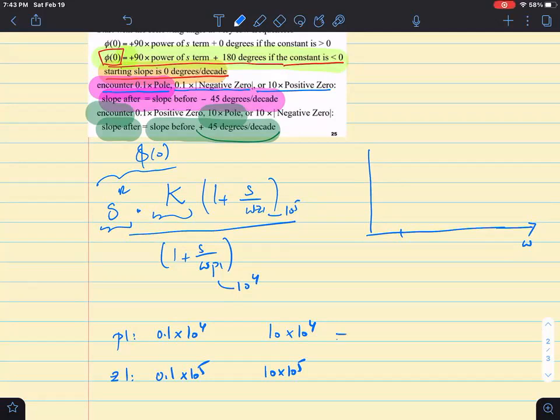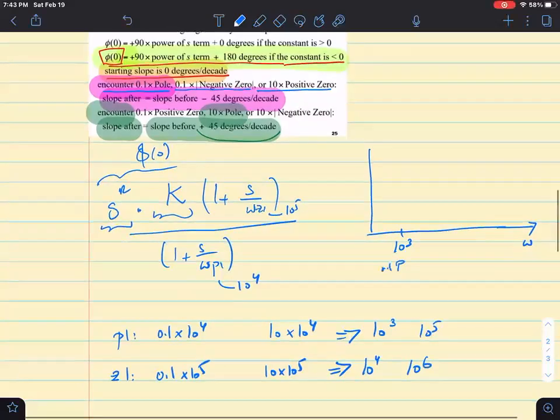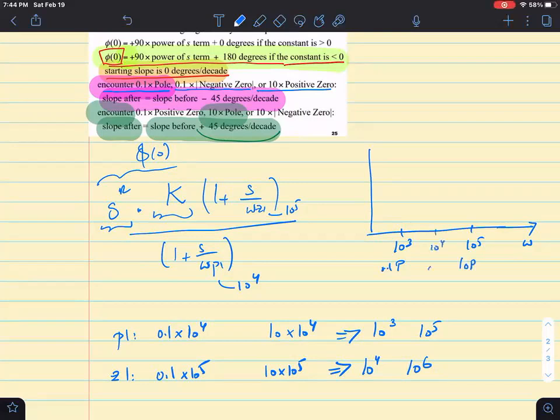So for the pole, I have 10 to the 3 and 10 to the 5, and for the zero, I have 10 to the 4 and 10 to the 6. So I'm going to place in order: 10 to the 3, coming from the pole, 0.1p. Then 10 to the 5, coming from 10p, then 10 to the 4, coming from 0.1z, and 10 to the 6, coming from 10z.